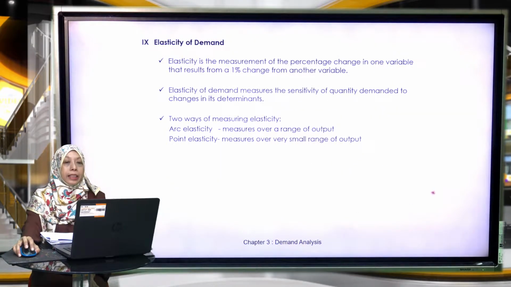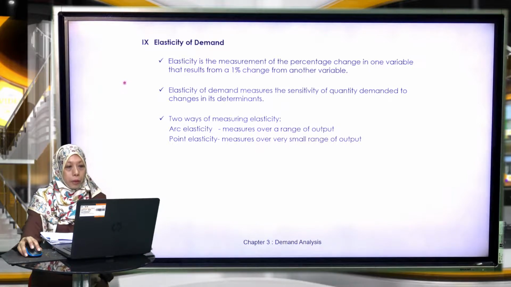So this is on elasticities of demand. As I mentioned just now, elasticity means responsiveness, or it is also referred to as the measurement of the percentage change in one variable that results from a 1% change in another variable. So when we talk about elasticity, it helps us to measure how sensitive quantity demanded is when the determinants, or the factors influencing it, change.